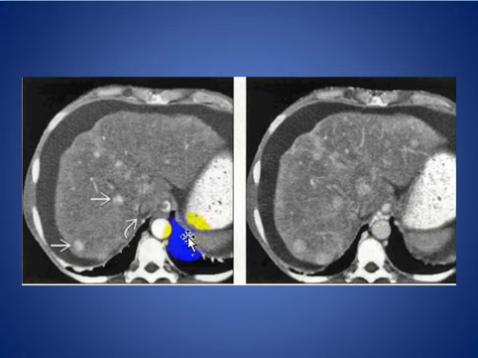Here we see a patient with Budd-Chiari syndrome with multiple regenerative hyperplastic nodules, hypervascular, with ascites, and you see also the occluded IVC of this patient with collaterals.